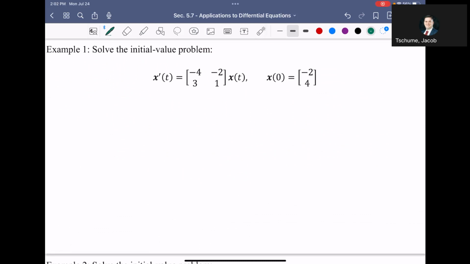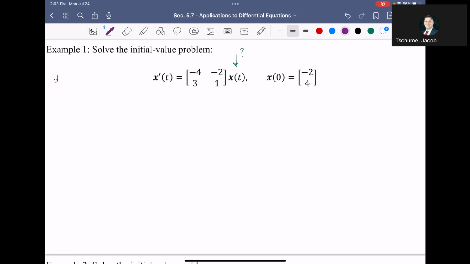I want you to solve the following initial value problem. If I tell you that the derivative of vector x is equal to the matrix -4, -2, 3, 1 multiplied by the vector x of t, and I also tell you that the vector x of 0 is the vector -2, 4, can you find the vector x that makes this statement true? Well, based on the terminology and the knowledge we've learned in the last 5 or 10 minutes in this video, you're going to have to find the eigenvalue eigenvector pair combos in order to set up your solution.